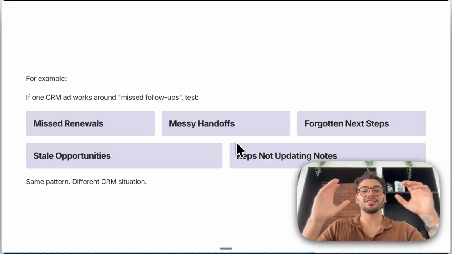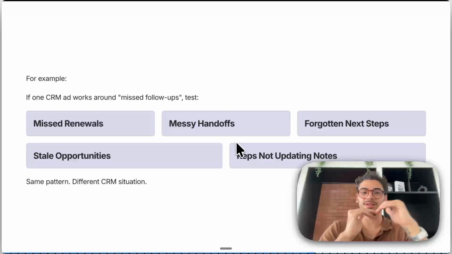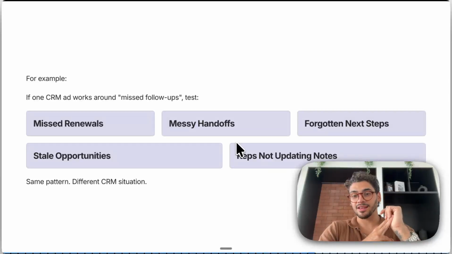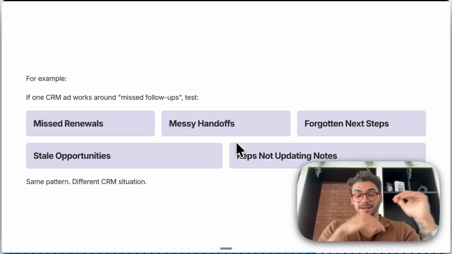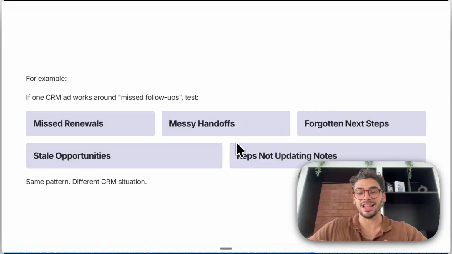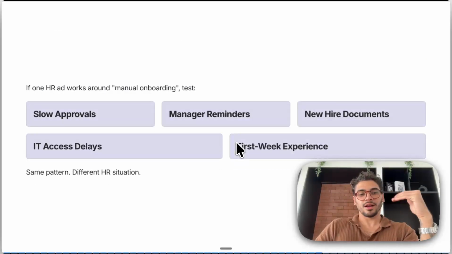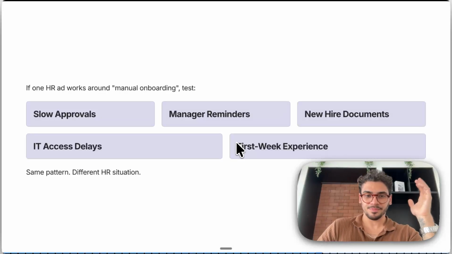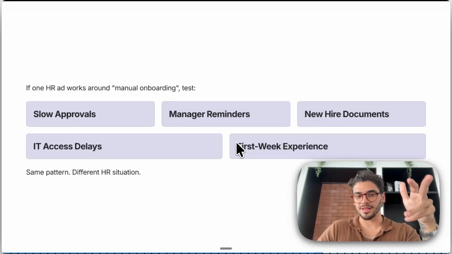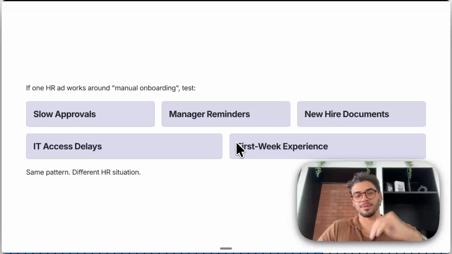Basically, if one CRM ad works around missed follow-ups, test missed renewals, messy handoffs, forgetting next steps, stale opportunities, reps not updating notes. Same pattern, but with a different CRM situation. And after you do that, you understand a little bit more about what they really care about and how they convert more. Okay, this is another example for HR: manual onboarding, slow approvals, manager reminders, new hire documents, IT access delays, first week experience, right?